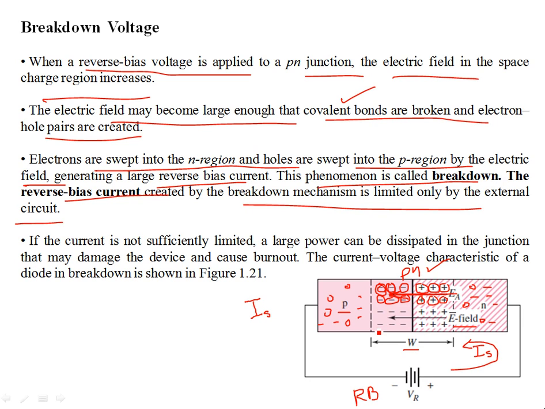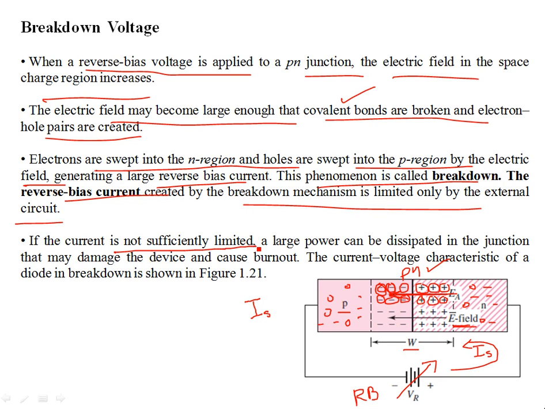So yes, of course, it depends on the magnitude of the supply. If you increase the supply, you increase the electric field, and in turn you go on rupturing more covalent bonds, and therefore the minority carriers and the diffusion of minority carriers increases across the junction, and you have more reverse saturation current.